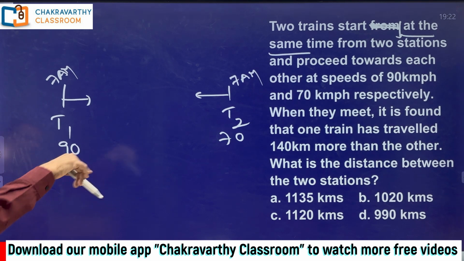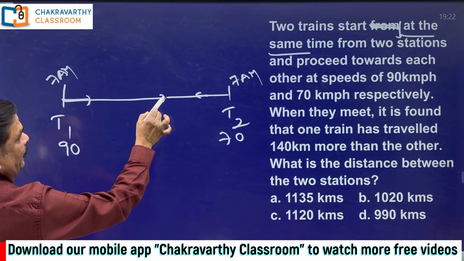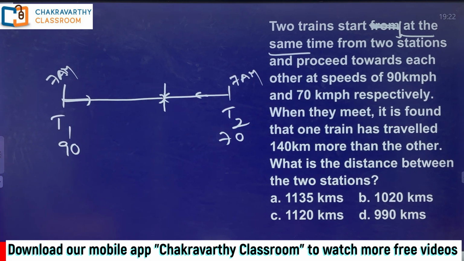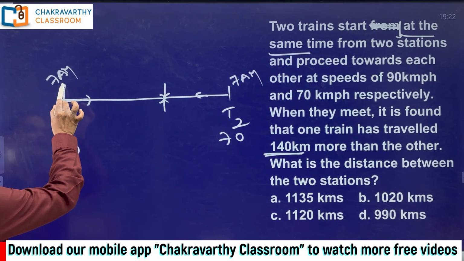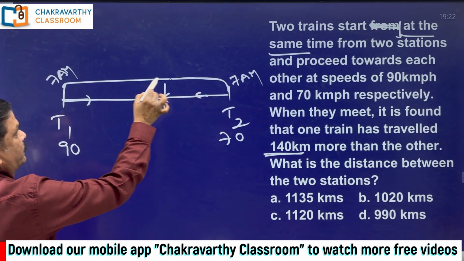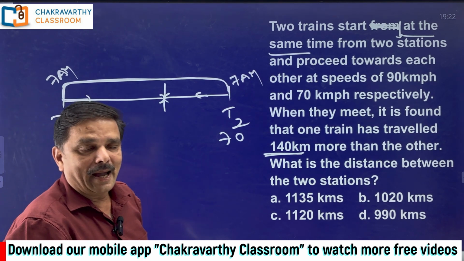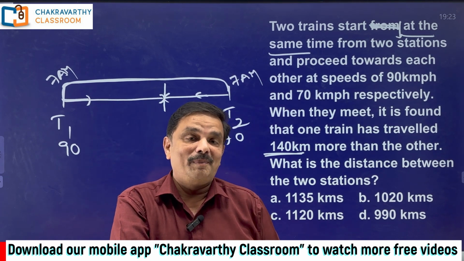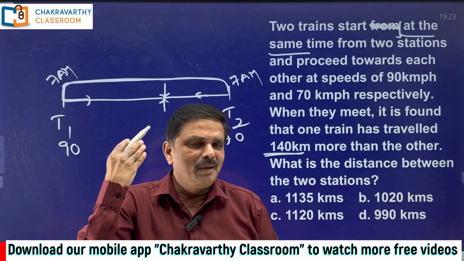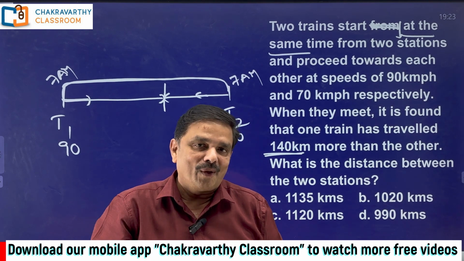Now they observed the second scenario. What is that? On the way, for example, somewhere they have met here at this point. It is observed that one train traveled 140 kilometers more than the other. If that is the case, what is the distance between the two stations, from here to here? Alright, how to do this one? If you apply algebra, the pure conventional mathematical way, it will take not more than 2 to 3 minutes, minimum 3 minutes, and a one-page explanation is required. For that you need to work on paper.